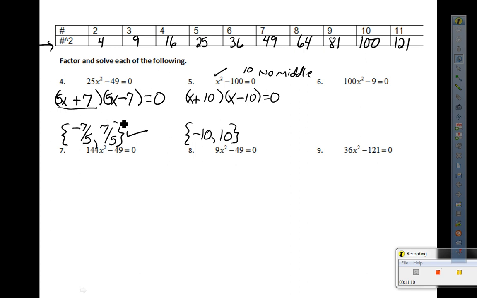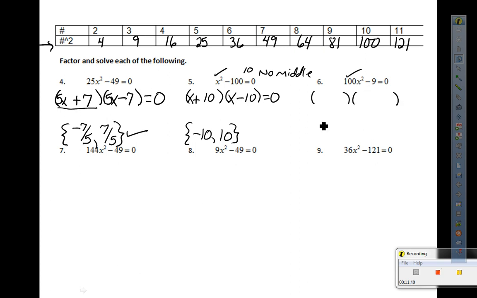Here's number 6. Ask yourself this. Do you know the square root of 100? And the answer is yes. It's 10. Do you know the square root of 9? You do. It's 3. Is there a minus sign in between the two numbers? The answer is yes. So here's what this factors into.